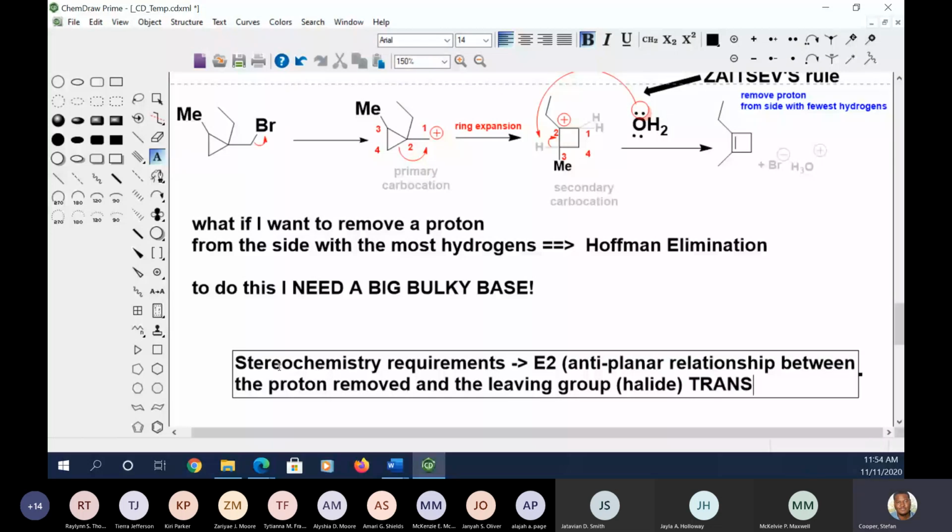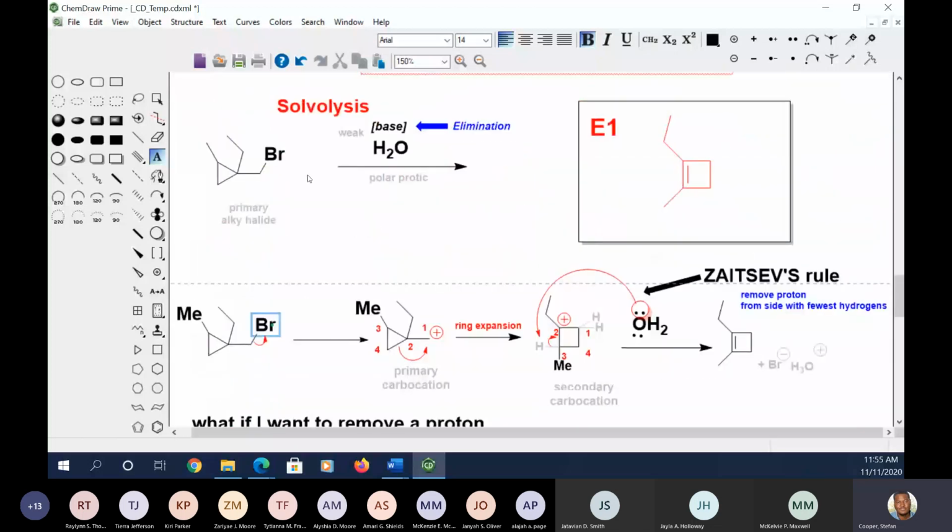So if I have an H on a wedge, my leaving group has to be on a dash, and vice versa. If I have an H that's on a dash, my leaving group needs to be on a wedge. If they are cis to each other, if the H that I need to remove and the halide are on the same face, they will not do an E2 process. Okay? All the cases so far, that has not been a case because I haven't drawn any stereochemistry yet.